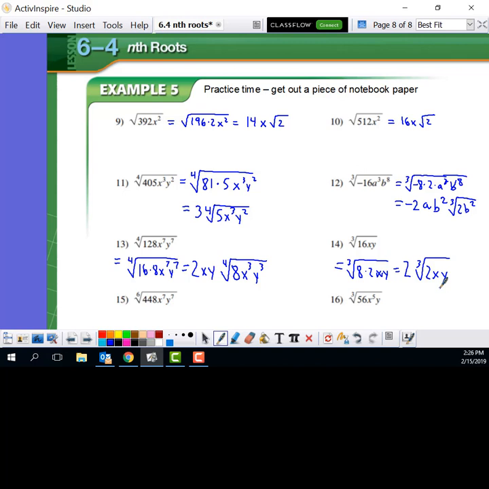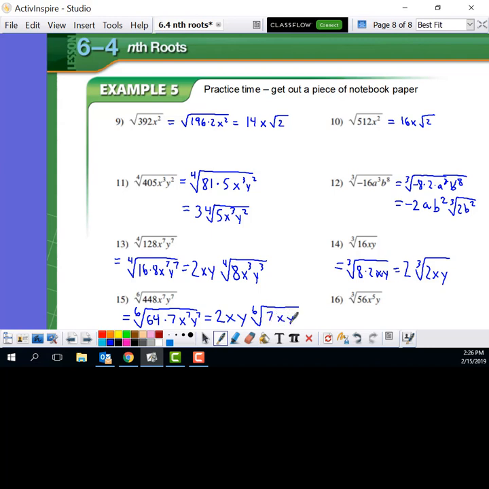Number 15, I had to do some serious number crunching on number 15. So here's what I came up with, and you hopefully did as well. So 6th root, I was looking at numbers to the 6th power, and 2 to the 6th power is 64. So when you divide 448 by 64, you get 7. So that can be 64 times 7 times x to the 7th, y to the 7th. So the 64 comes out as a 2. Look at x to the 7th. 7 is greater than 6. So 6 goes into 7 one time. So you can bring an x out, you can bring a y out, and you have a 7xy trapped on the inside.